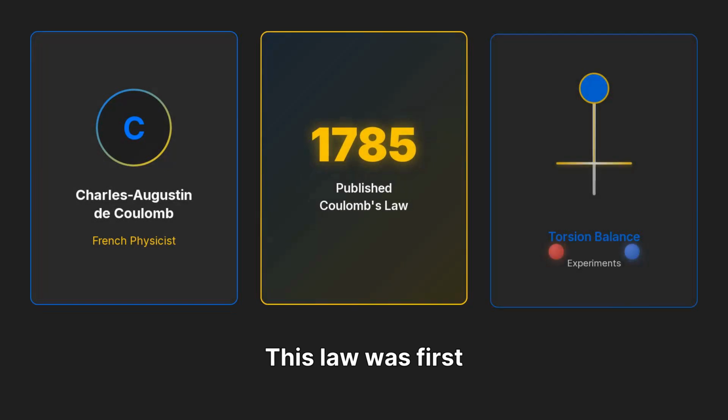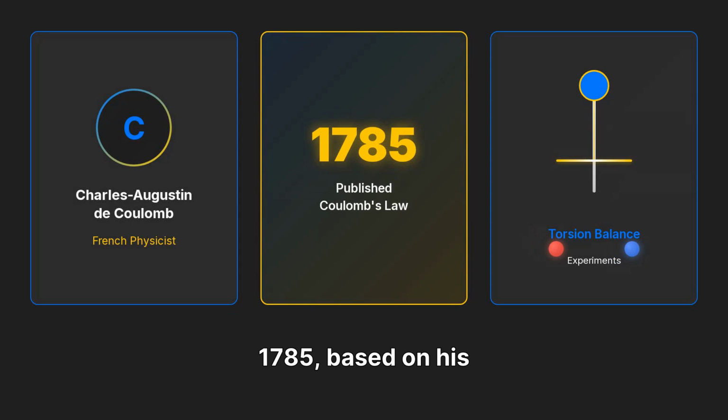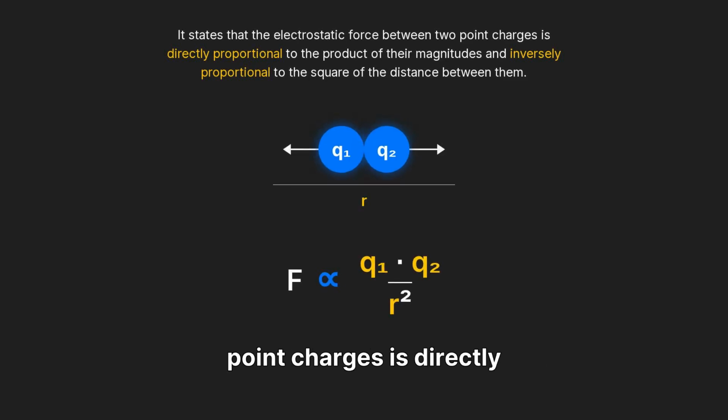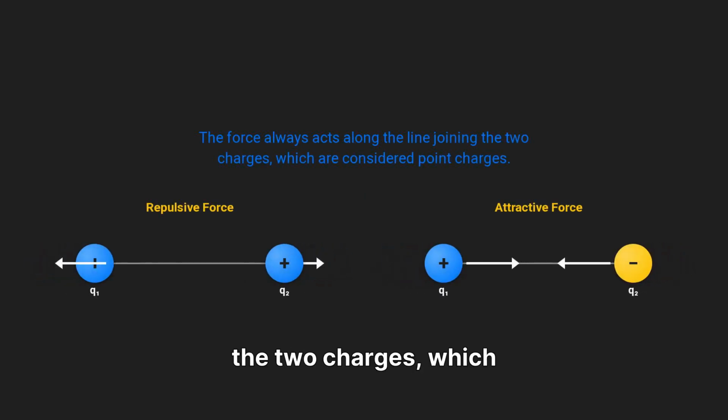This law was first published by French physicist Charles-Augustin de Coulomb in 1785, based on his experiments with the torsion balance. It states that the electrostatic force between two point charges is directly proportional to the product of their magnitudes and inversely proportional to the square of the distance between them. The force always acts along the line joining the two charges, which are considered point charges.